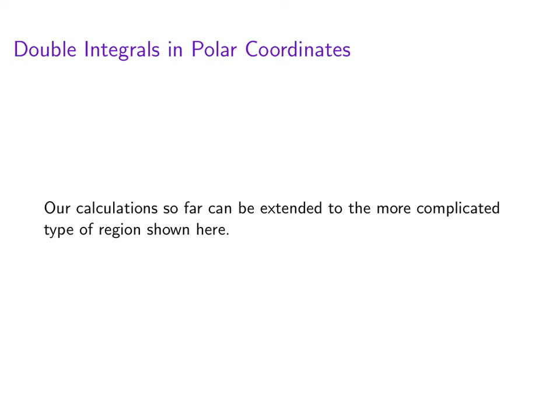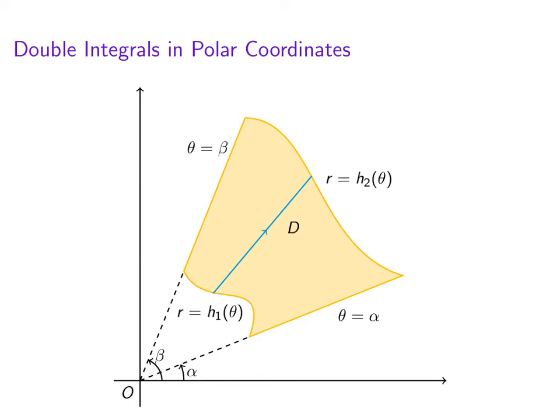Hello, calculus fans. We can do double integrals over more complicated regions, like this one. Here's a region described in polar coordinates, where the values of theta are between alpha and beta, and then the r values lie between these two curves in polar coordinates, r equals h1 of theta and r equals h2 of theta. So that's an inner bounding curve and an outer bounding curve.